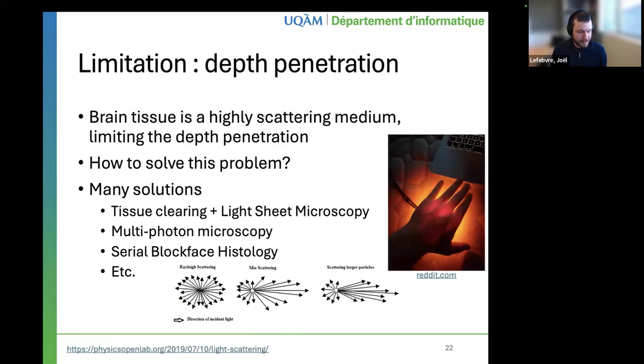I will accelerate because I realize I will not have enough time. One limitation of OCT is that it has a limited penetration depth inside the tissue. As a small example, if you shine a light on your hand, the light that comes through will be blurry. You won't see all the details of what is happening in your hand. This is due to scattering. To do 3D imaging in larger samples, there are different techniques you can use. You can do tissue clearing with light sheet microscopy, you can do multiphoton microscopy, and you can do serial block-face histology. This is what we decided to use in my lab.